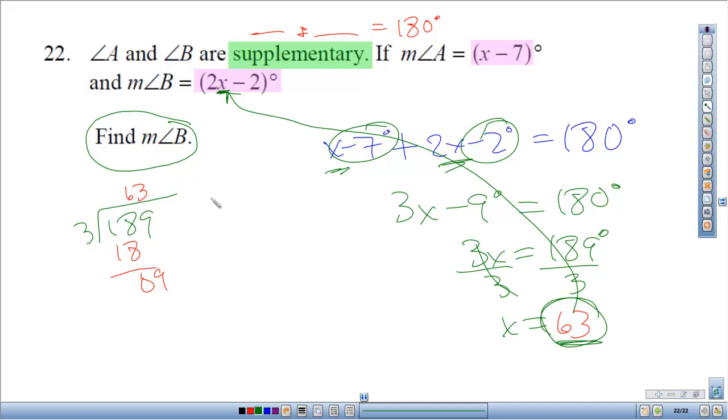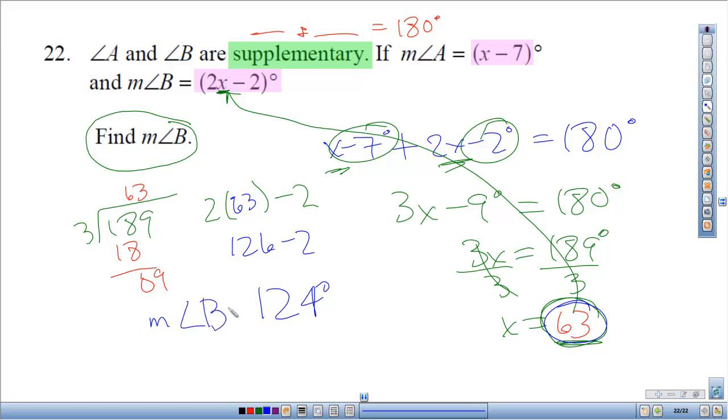So it's going to be what? 2 times x minus 2, and my x value is 63. 63 times 2 comes out to be what? 126 minus 2 gives me 124 degrees for the measure of angle B.